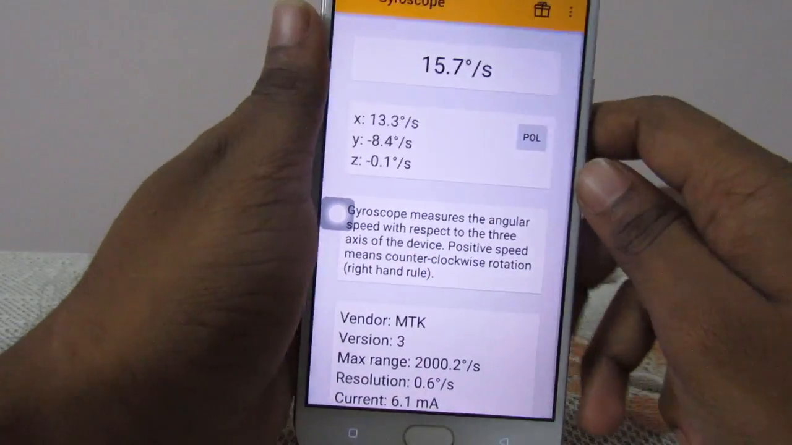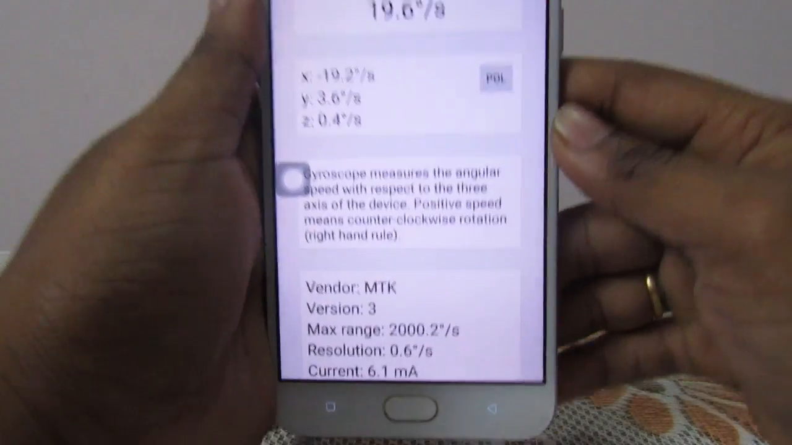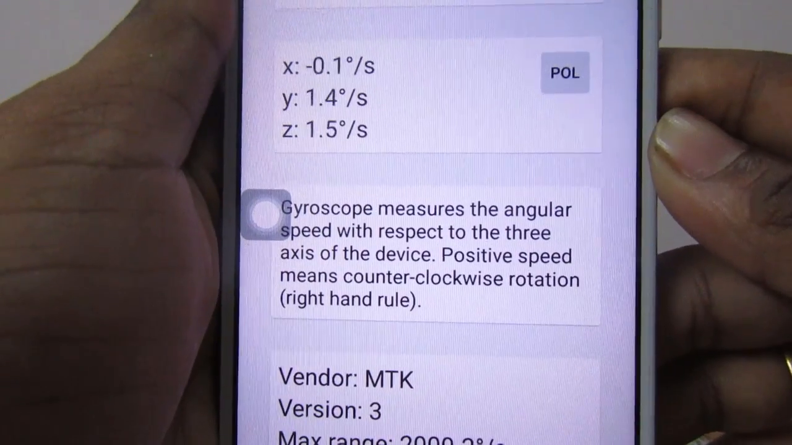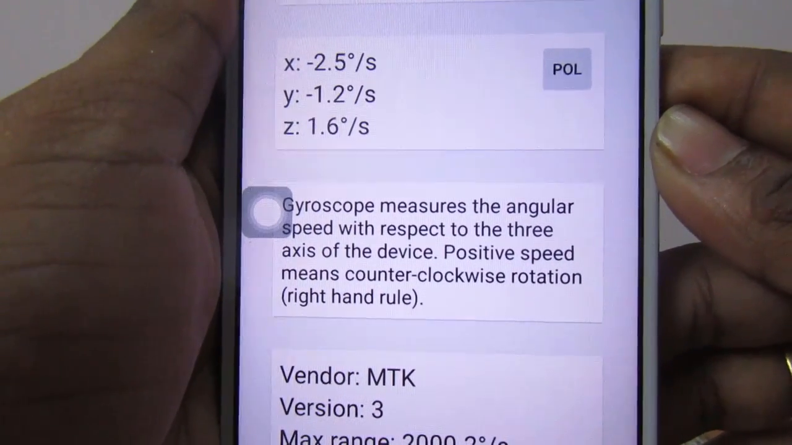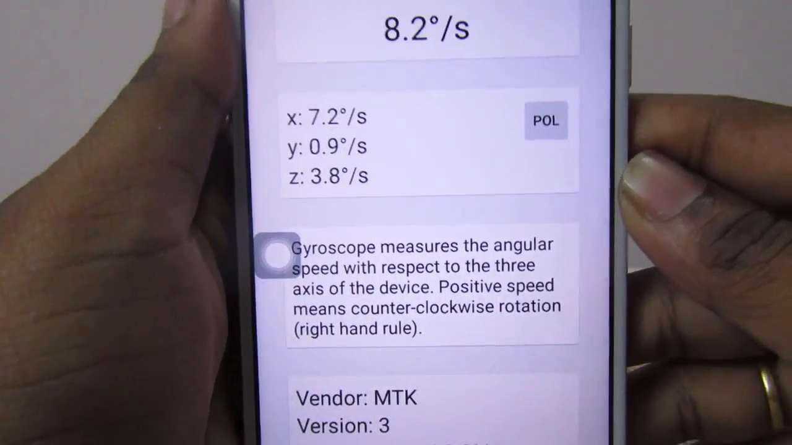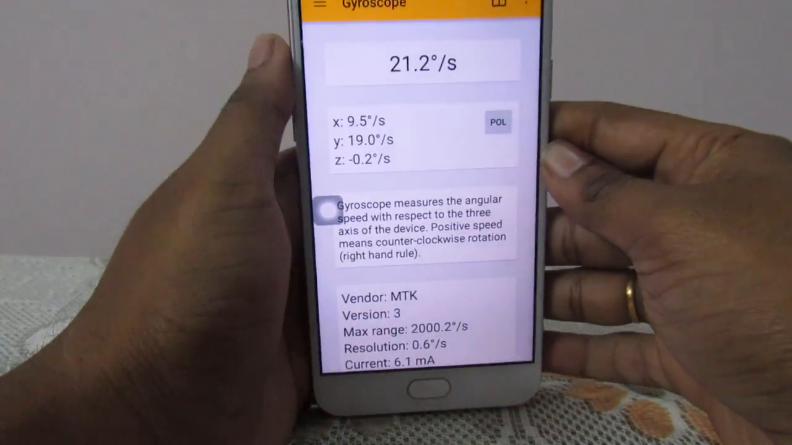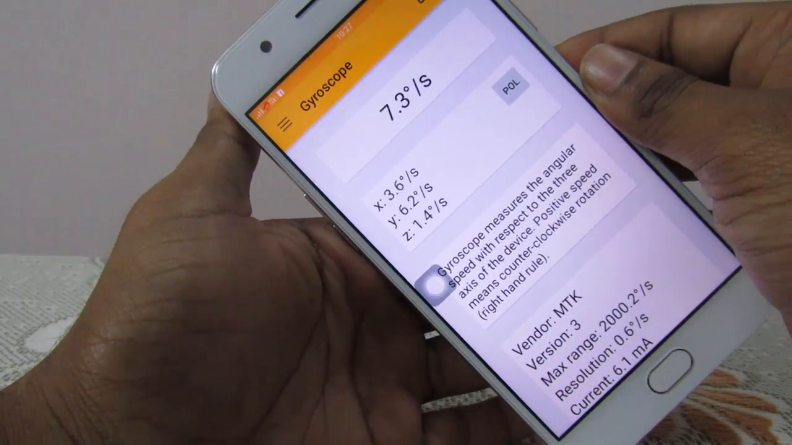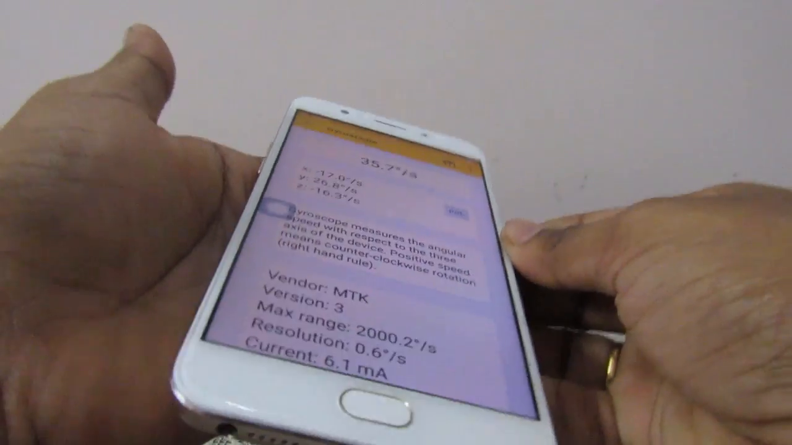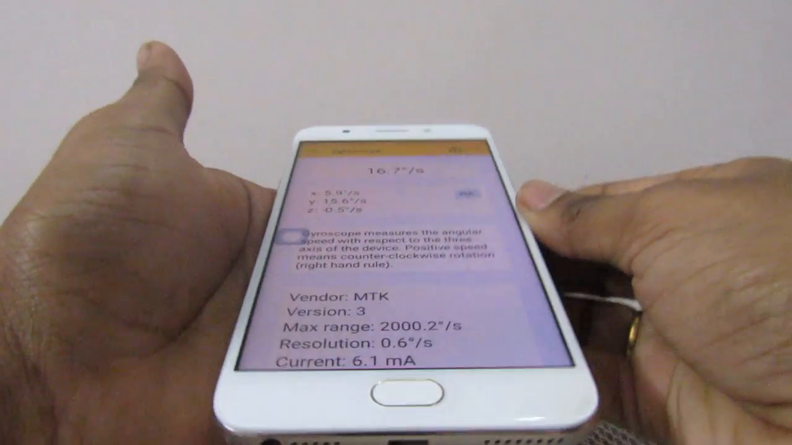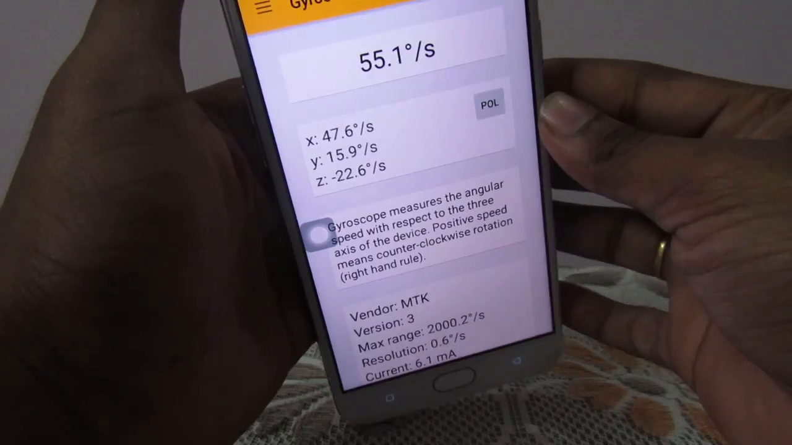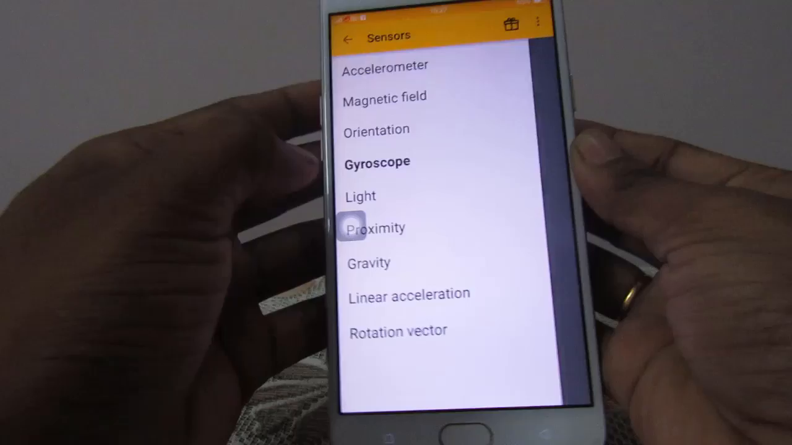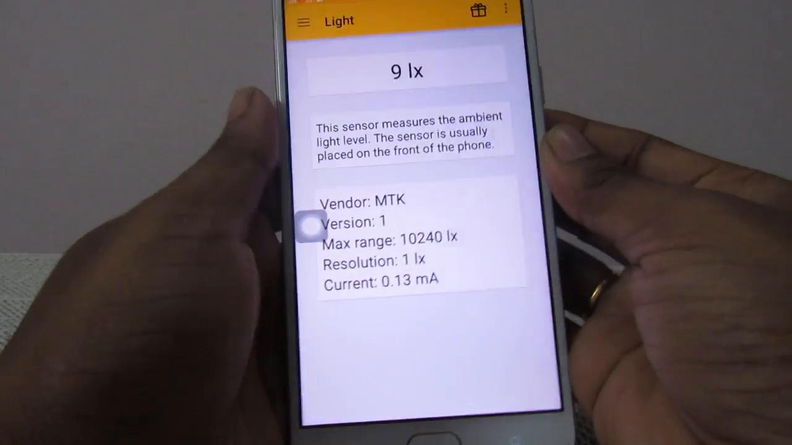Gyroscope means the gyroscope measures the angular speed with respect to the three axes of the device. Positive speed means counterclockwise rotation, right hand rule. Here we can find the change in the gyroscope. We can measure the values, and here it's the light sensor.